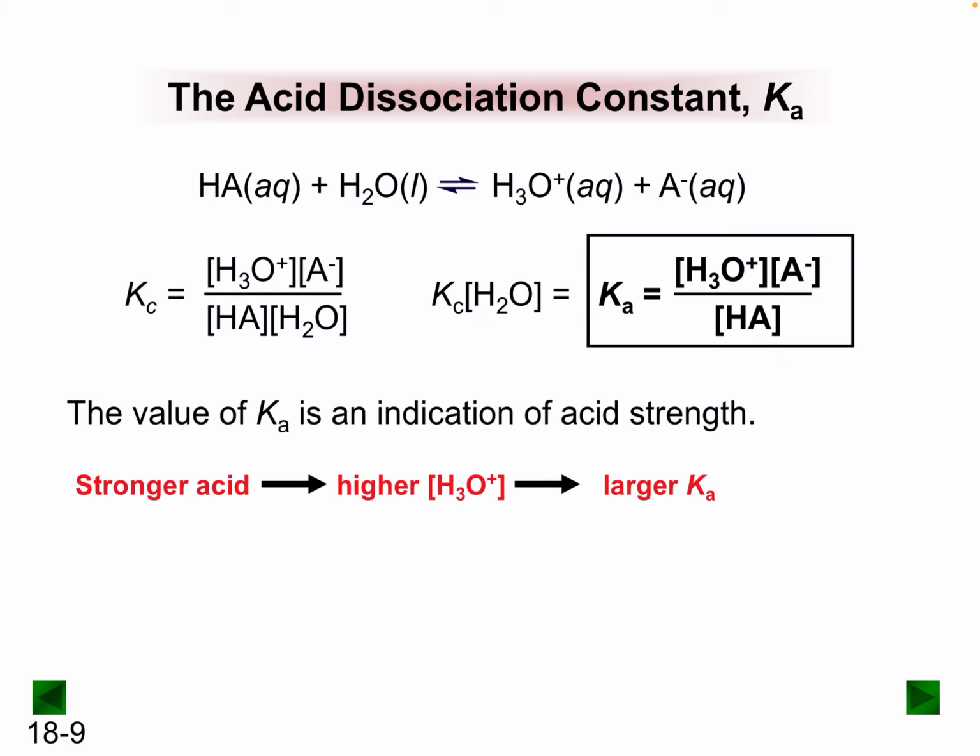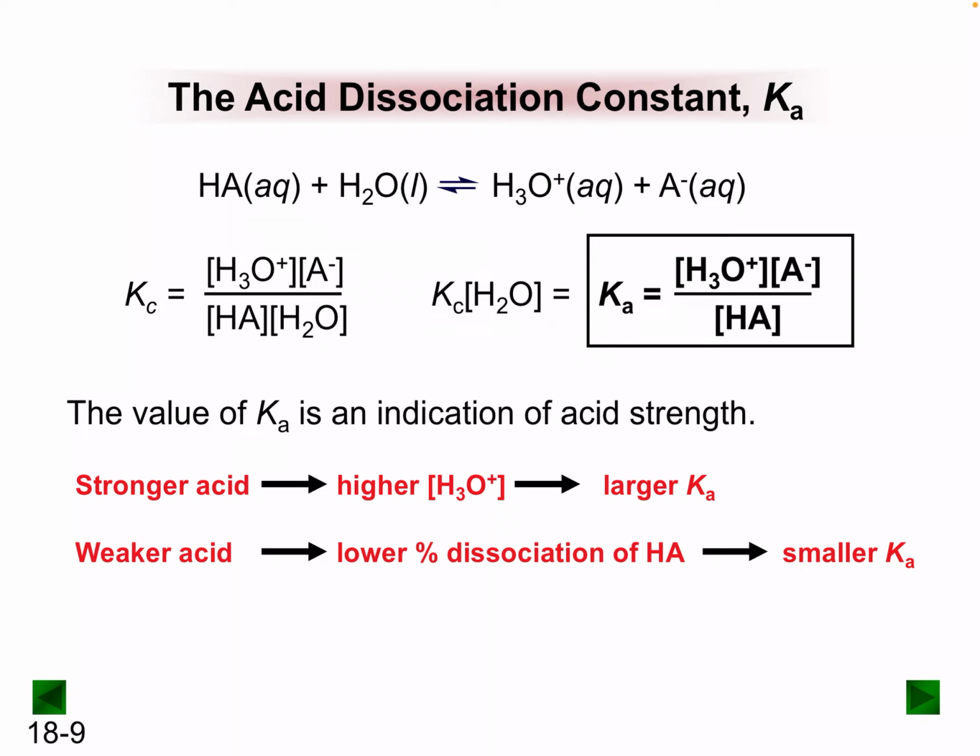Okay. The value of Ka is an indication of the acid strength. Now if it is a stronger acid, we will have a higher hydronium ion concentration. A stronger acid dissociates more, and the hydronium ion concentration would be more, so this term would be more. As a result, the Ka would be larger, right? So this is the expression for the Ka. If it is a stronger acid, you have a lot of hydronium ion in the medium. If this term increases, the Ka would be higher, so the larger Ka.